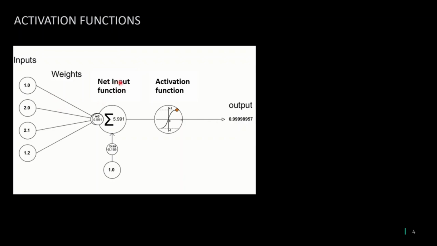The second thing is the net input function. In the net input function, we multiply the weights with the inputs, sum them all, and then add the bias. This is the same thing we have seen in linear regression. Once we have the net input function, we pass it to the activation function.